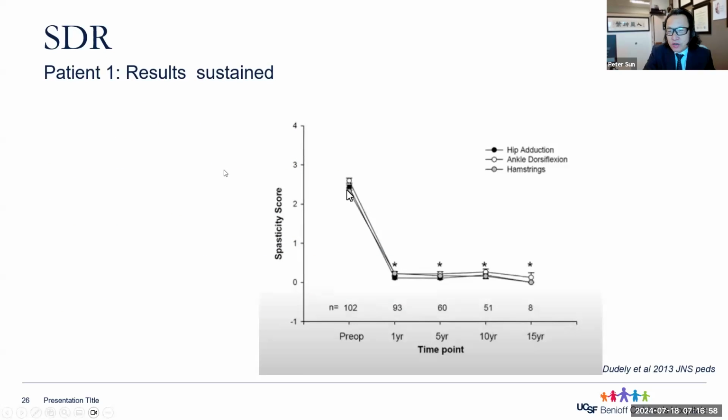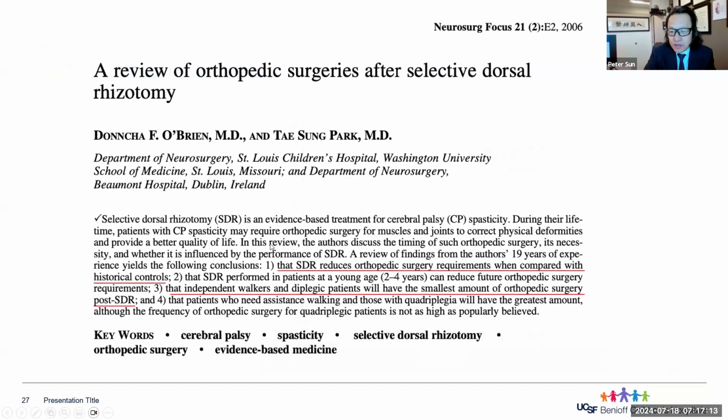Yes, so we started off doing the multi-level laminoplasty. I just wonder if that had any impact on the development of the pars defect, but I think this patient nicely illustrates what we see in the literature, and that our SDR results are sustained over time. And then independent walkers and diplegia patients will have the smallest amount of subsequent orthopedic surgery post-SDR.